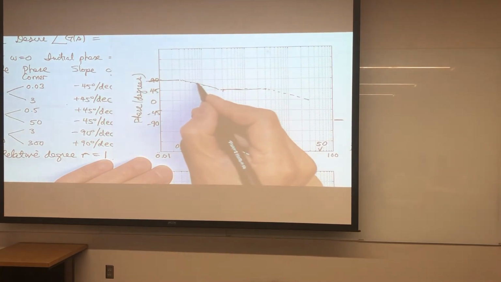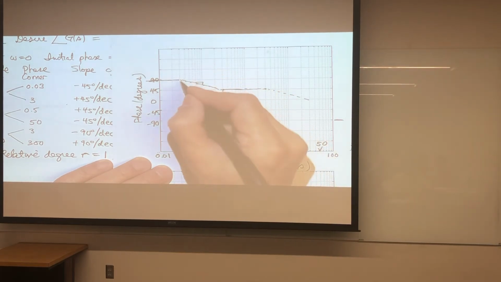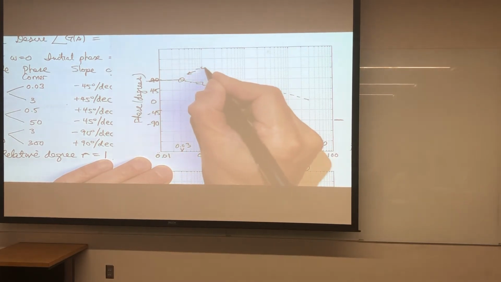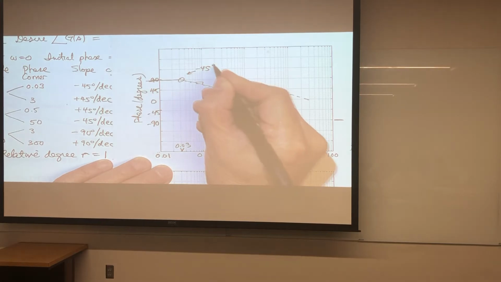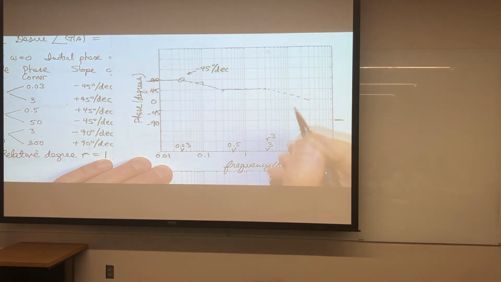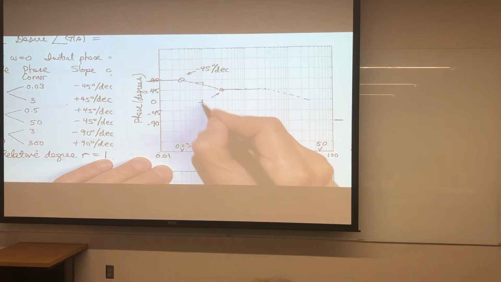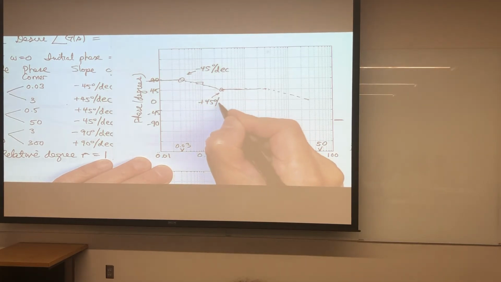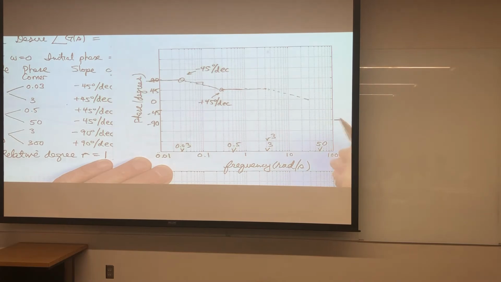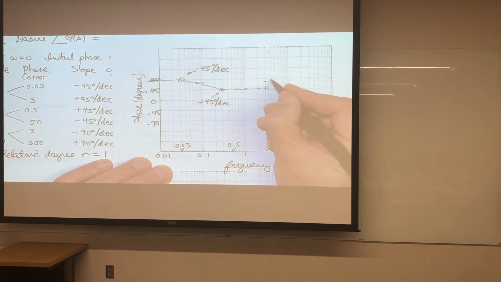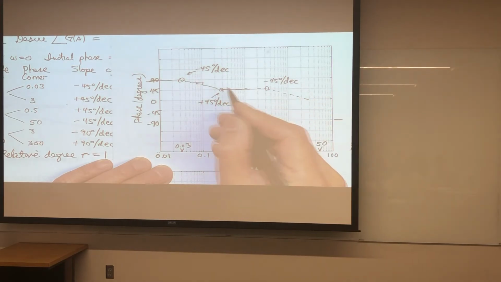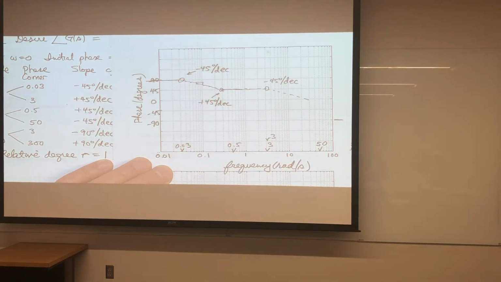So this slope here is, right here, the change was negative 45 degrees per decade change. And here the change was plus 45 degrees per decade. Here the net change was negative 45 degrees per decade. These are the changes. The actual slopes are a different number.